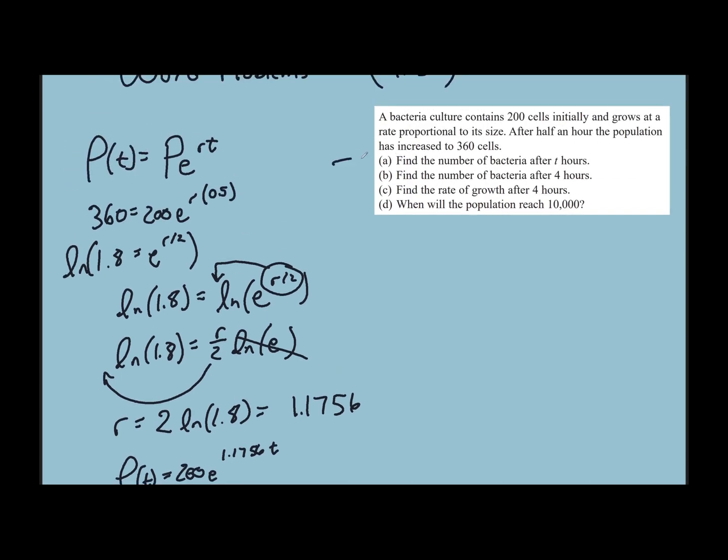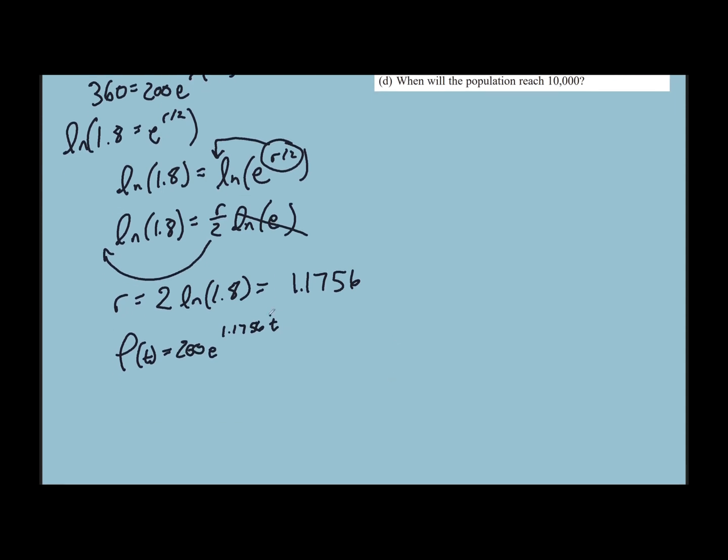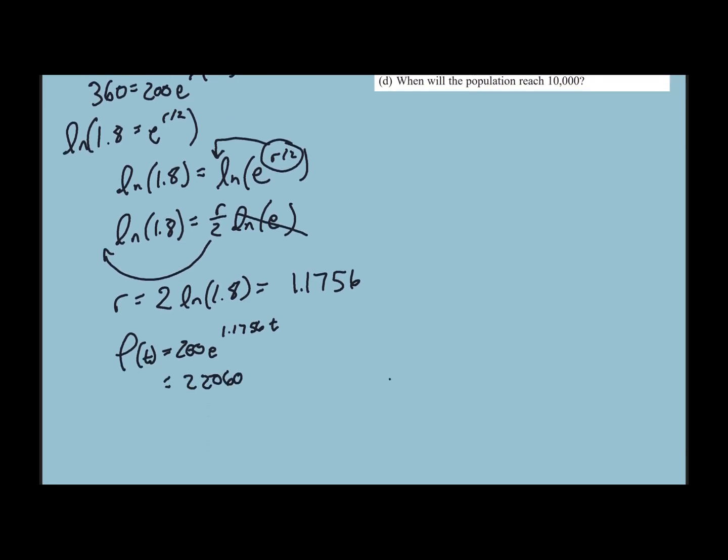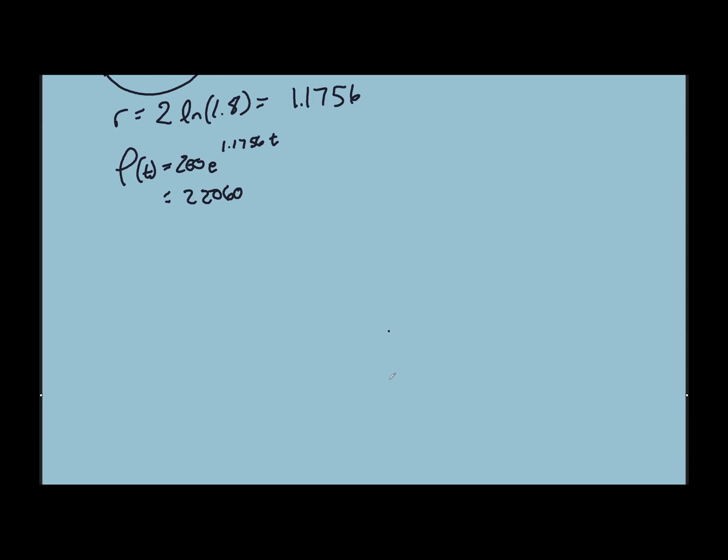And part A says find the number of bacteria after t hours. That's this function. Part B says tell us how much there is after 4 hours. And all they're asking you to do here is put in a 4. And when I type in a 4, I just plug in these values. What do you get? You should be doing this on your own. But I can tell you that I got 22,060. It's a lot of bacteria after 4 hours, starting from only 200. But that's how bacteria work.